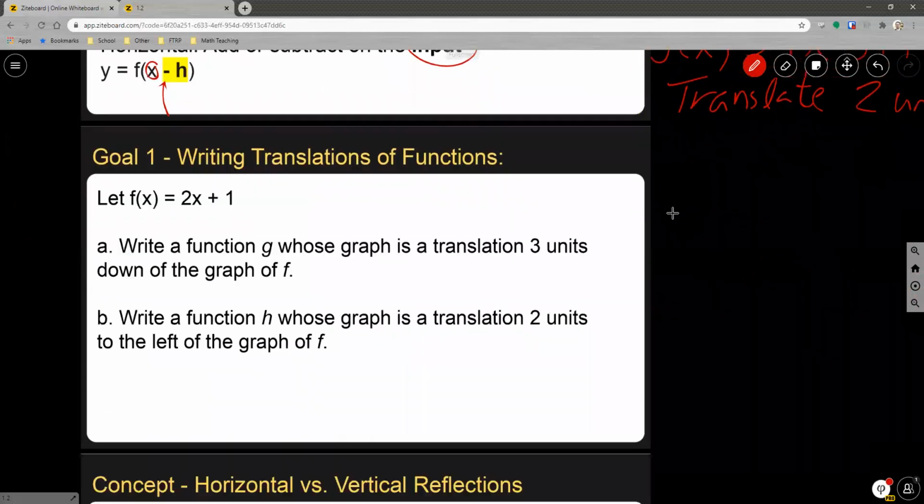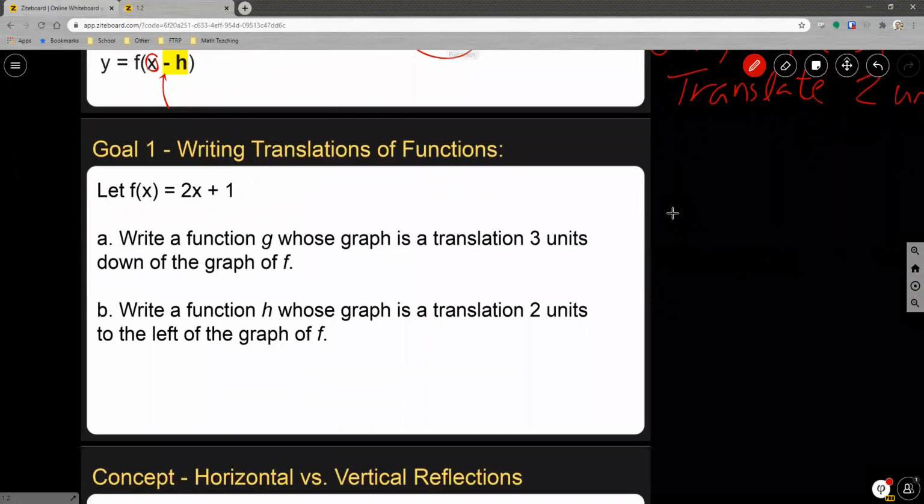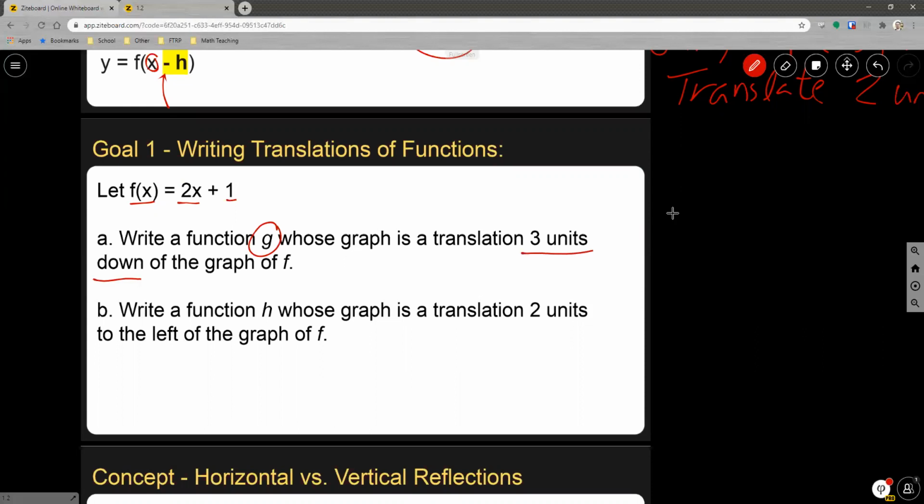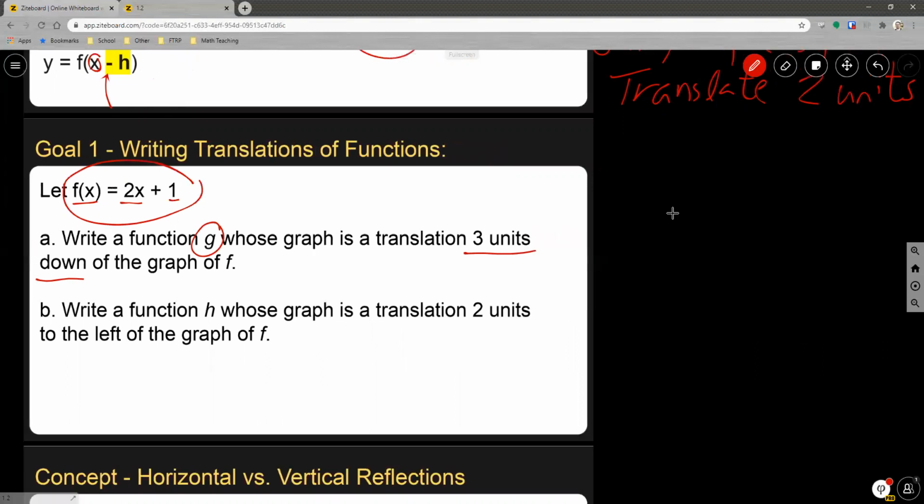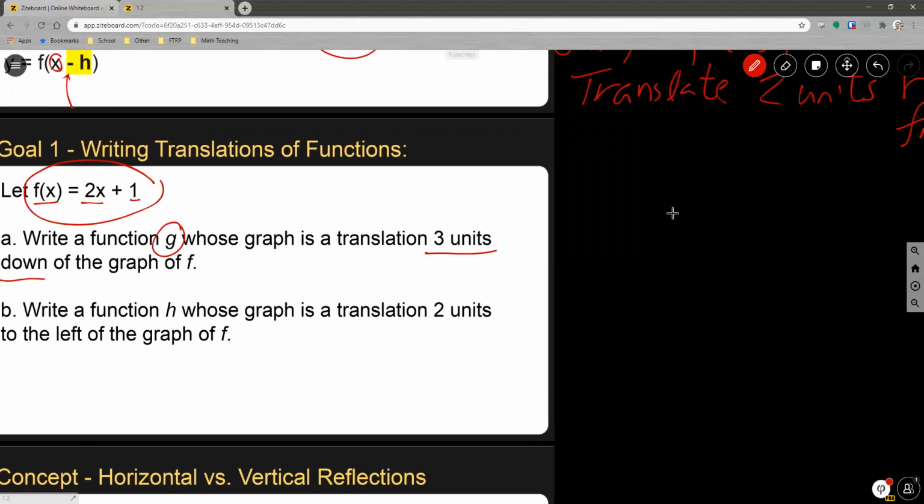So first goal, writing translations of functions. We already did a couple above, but let's just do one more. We've got this function, f of x. What f of x does is it takes the input x, multiplies it by 2, and then adds 1. This is a linear function. So we want to write a function g, and the graph is a translation 3 units down of the graph of f. So it's taking the original function f, this whole guy right here, and translating 3 units down from that graph to create g.